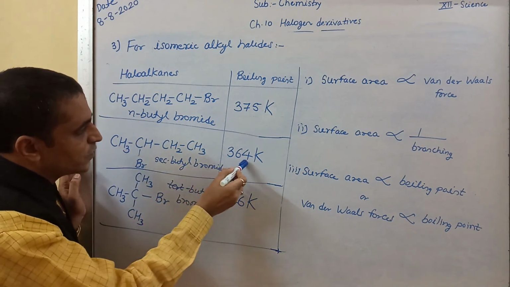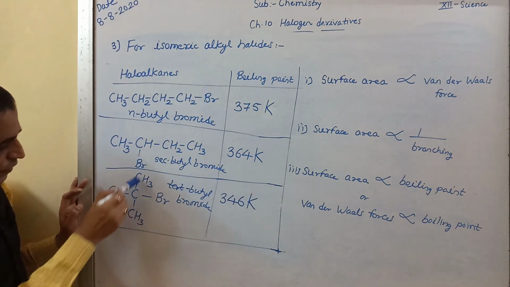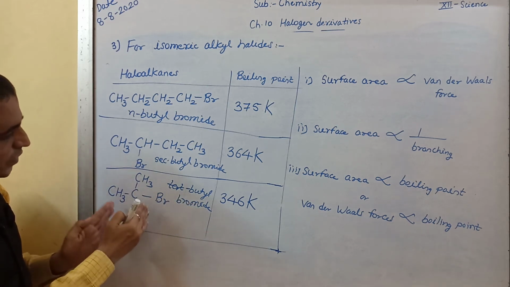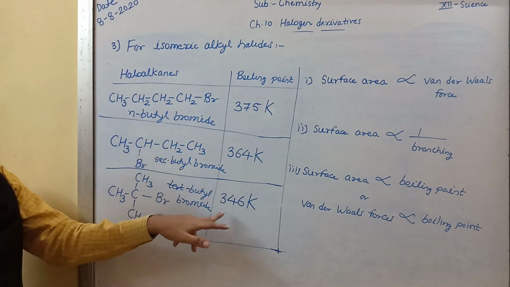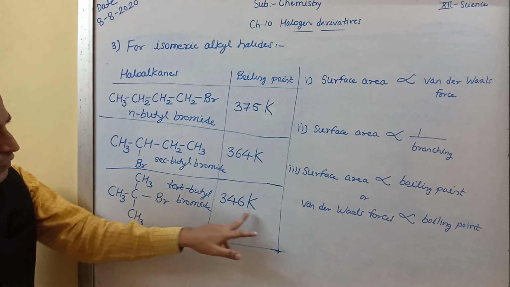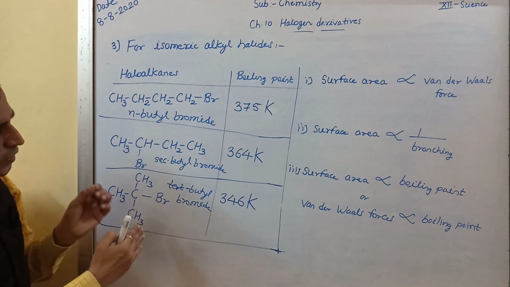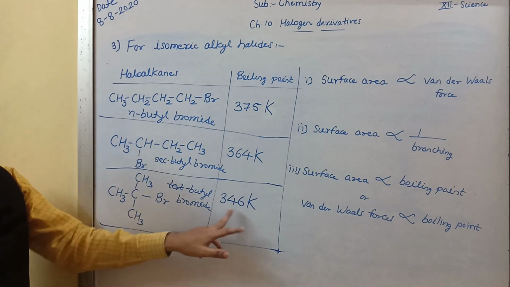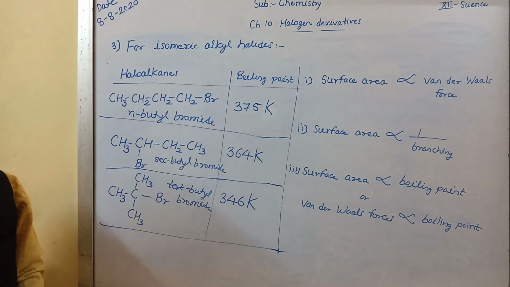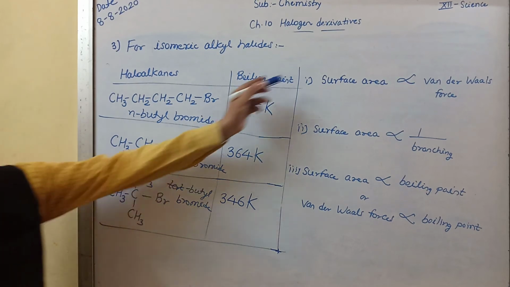For this, it is 364 Kelvin. Again, come to tertiary butyl bromide. Here there are two branches. So again, surface area goes on decreasing, and therefore packing is very difficult, and therefore the boiling point of tertiary butyl bromide goes on decreasing. That is 346 Kelvin, because less surface area means less van der Waals forces, so it requires less energy to break, and therefore the boiling point is 346 Kelvin. I hope you understood this concept. Go through that, and remember these points properly.